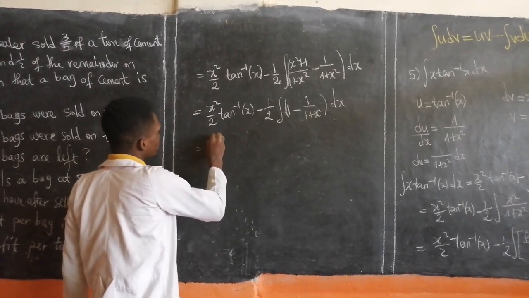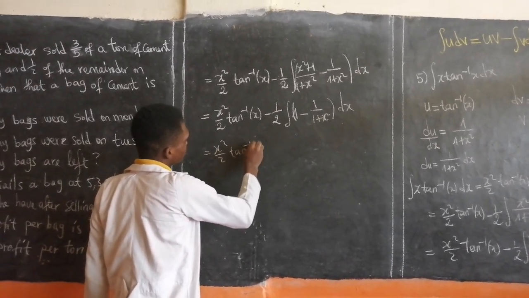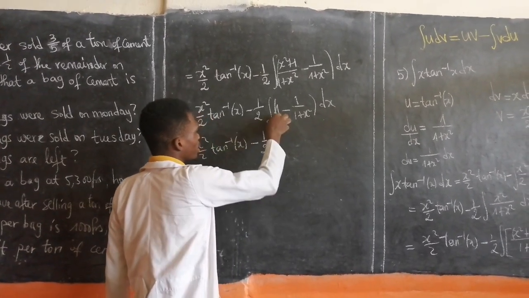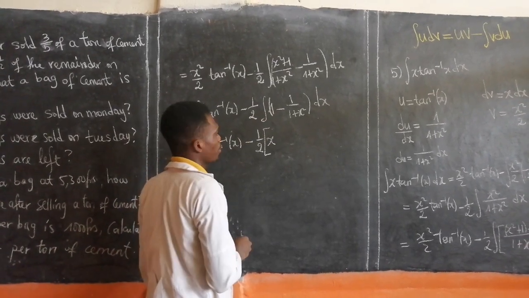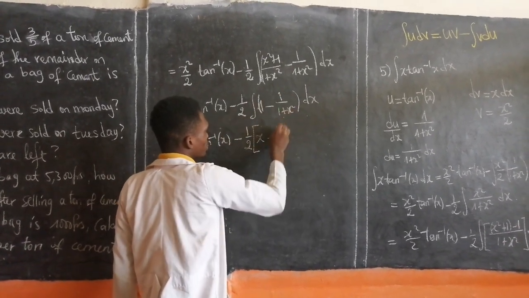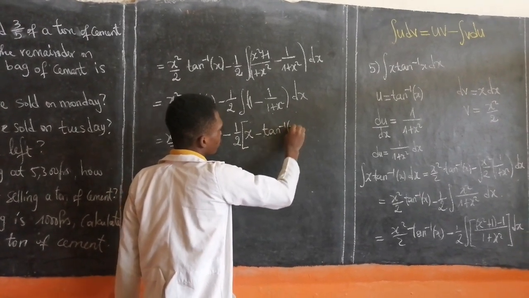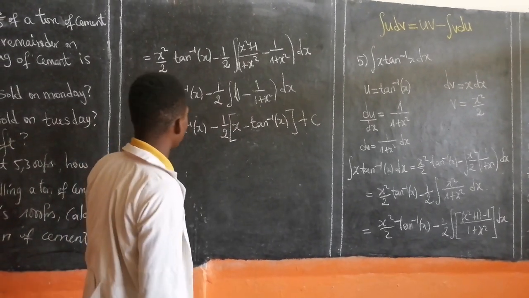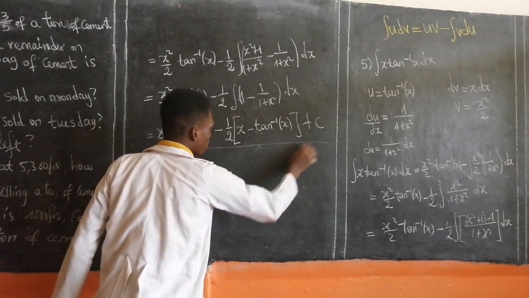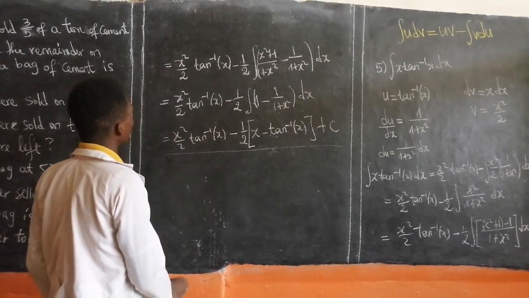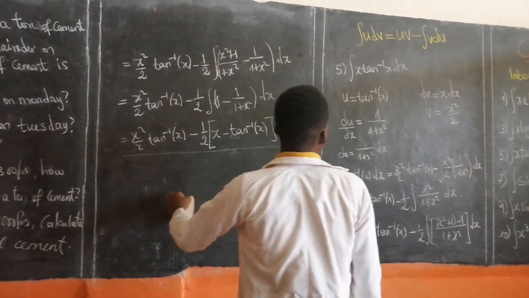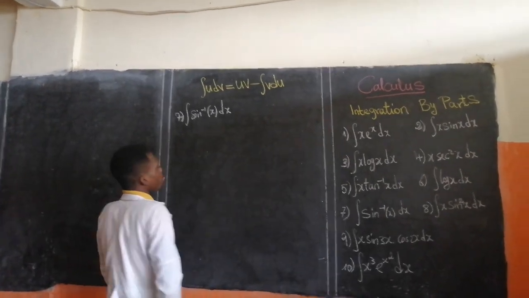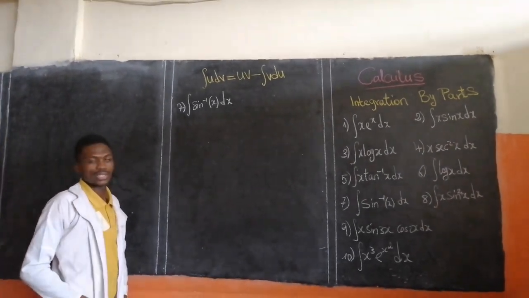So it's the same as x squared over 2 tan inverse of x minus half times, when I integrate 1 I have x, then minus, when I integrate this I have tan inverse of x, then plus the constant of integration. So this is it for the integral of x tan inverse of x dx. In number 7, we have the integral of sine inverse of x dx.